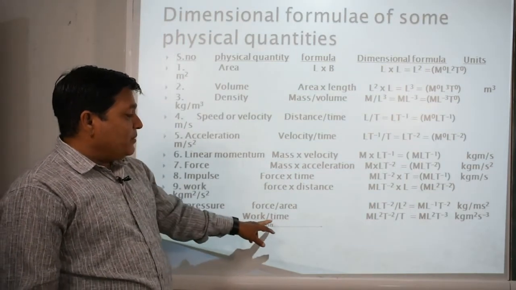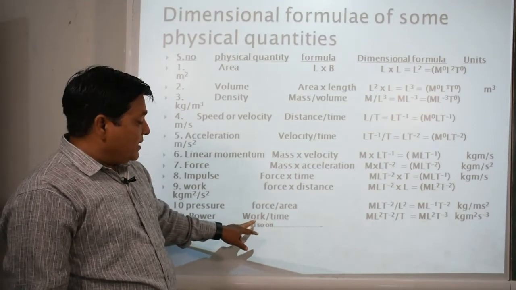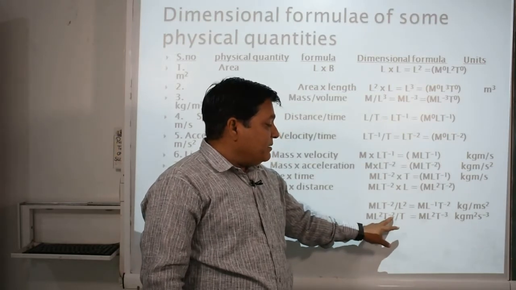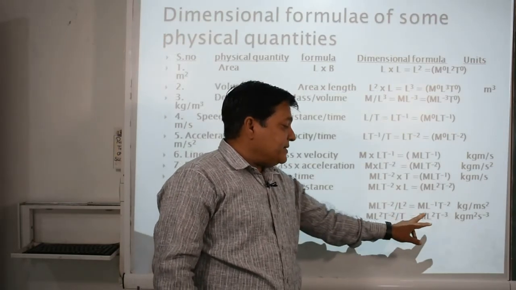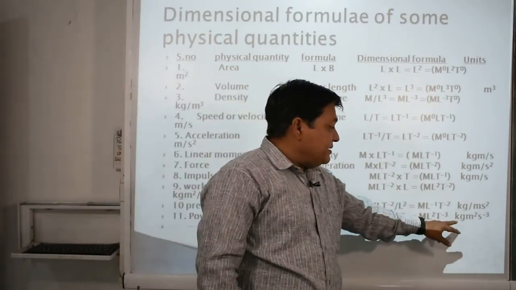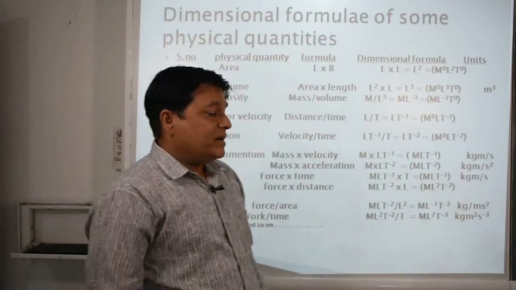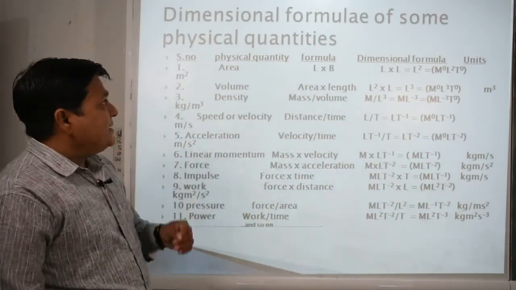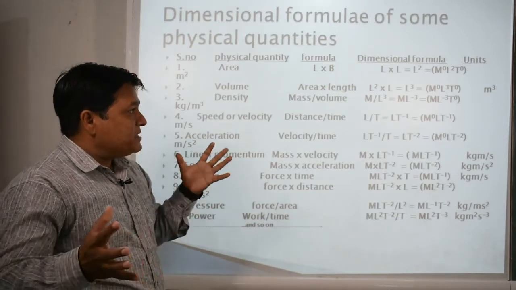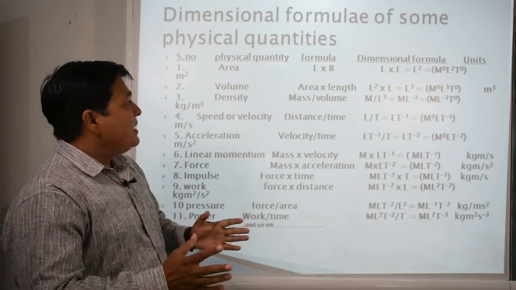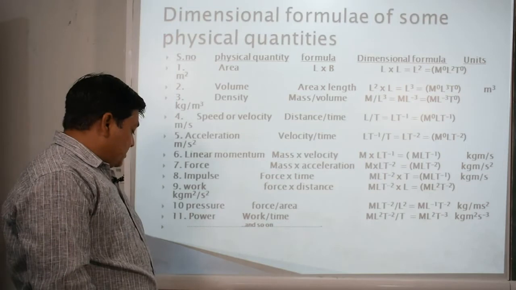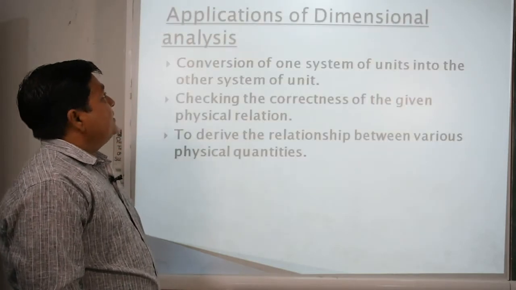For power, work upon time. So the dimensional formula of work upon time, this T will go up, so it will become minus 2 and minus 1 will become minus 3, M L square T to the power minus 3, and its unit will become kg meter square per second cube. It will be the unit of power. In this way there are other physical quantities, and we can make the dimensional formula for them by using the general formula also. So this is about the dimensional formulas of physical quantities.